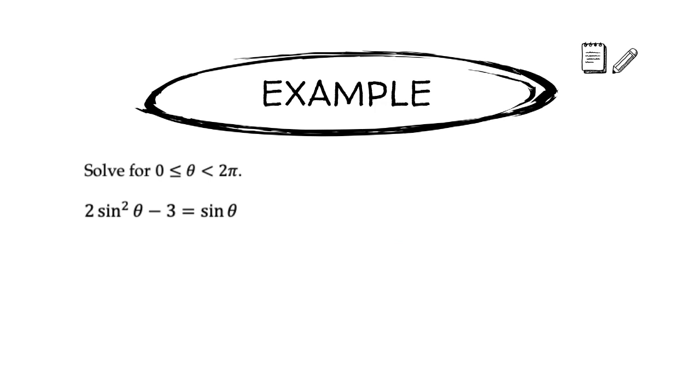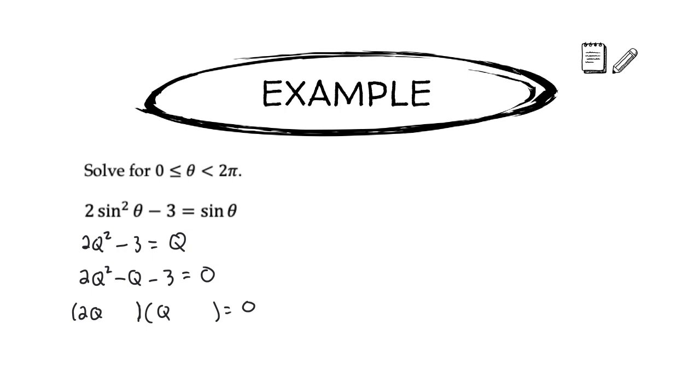In this example, we'll have to use some of our algebra skills in addition to our trigonometry skills. I'm going to start out by substituting q for sine and rewriting this quadratic in standard form, 2q squared minus q minus 3 equal to 0. And now I'm going to try to factor the quadratic. If you're ever doing one of these problems and you can't factor, you can always just use the quadratic formula. I think this one will factor without too much trouble.